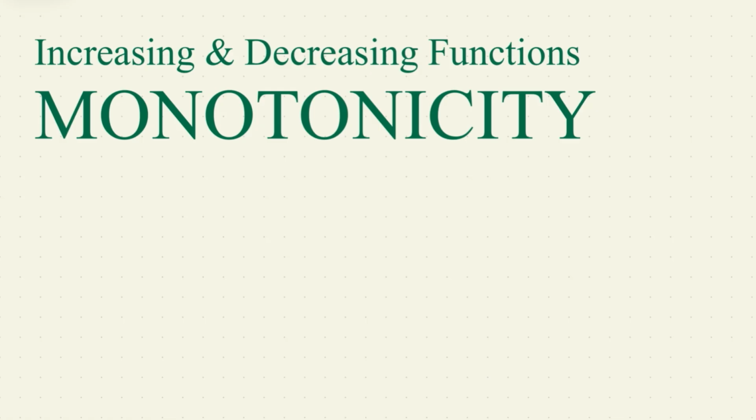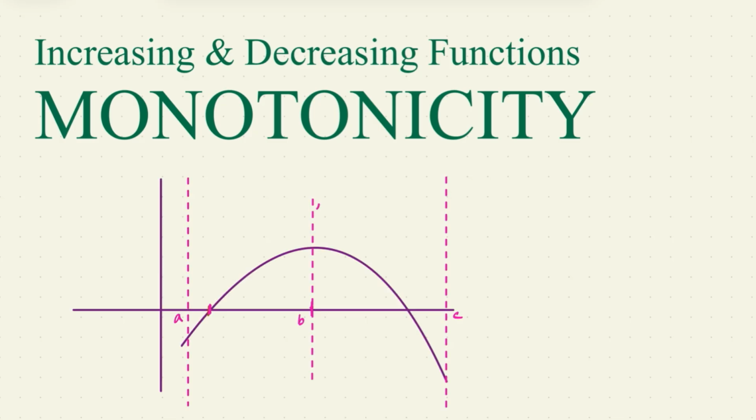If we make a graph of a particular function, it's easy to see whether the function is increasing or decreasing. For example, here I made a function which is both increasing as well as decreasing. Here we can clearly see that from x equals a to b the function is increasing, and from x equals b up to c the function is decreasing. So this is what a function looks like in a graph.